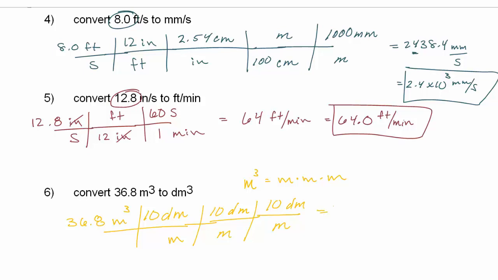So 36.8 times 10 cubed is 36800 cubic decimeters. Okay. We can only have 3 sig figs. So right there, we better quit. So scientific notation is what we're going to have to use. 3.68 times 10 to the 1, 2, 3, 4.